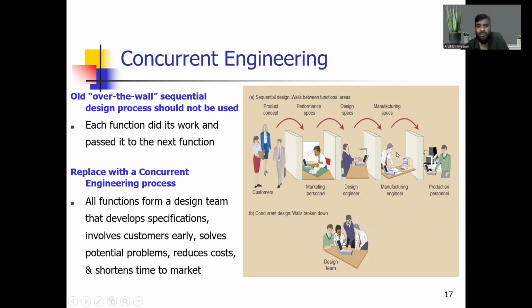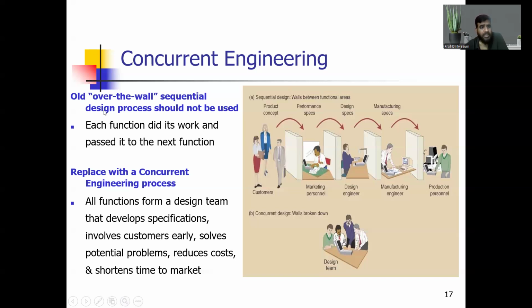So there are some walls. They do not work in a team. They are working on isolated platforms. In concurrent design, the production manager, marketing manager, customers, and design engineer are all working together and designing a product in a team environment. This is known as concurrent engineering.